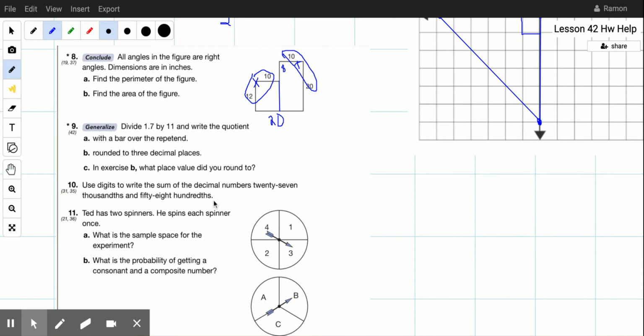Number 9, divide 1.7 by 11 and write the quotient with the bar over the repeat end. I did mention you could use a calculator for this, but I'm just going to go ahead and do it the long division way. So that's 1.7. Remember to carry the decimal above itself. So that's 11. That's 6. Drop the 0. That's 5.